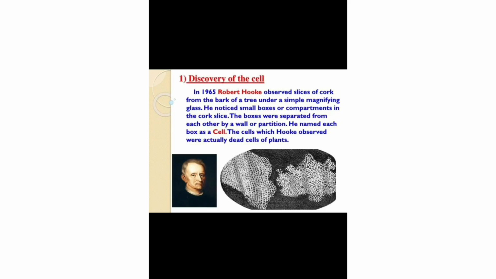First, we will discuss about the discovery of the cell. In 1965, Robert Hooke observed slices of cork from the bark of a tree under a simple magnifying glass. He noticed small boxes or compartments in the cork slice. The boxes were separated from each other by a wall or partition. He named each box as a cell. The cells which Hooke observed were actually dead cells of plants. This is how the cell was discovered by the scientist Robert Hooke back in 1965.